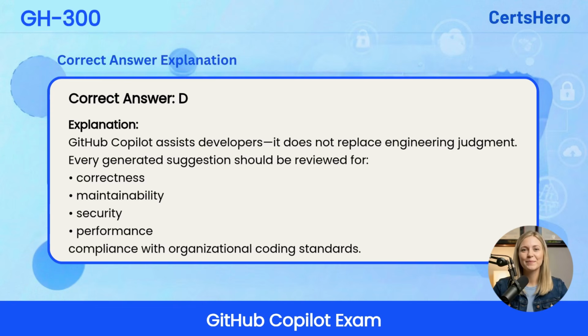Correct answer, D. Explanation. GitHub Copilot assists developers. It does not replace engineering judgment. Every generated suggestion should be reviewed for correctness, maintainability, security, performance, and compliance with organizational coding standards.